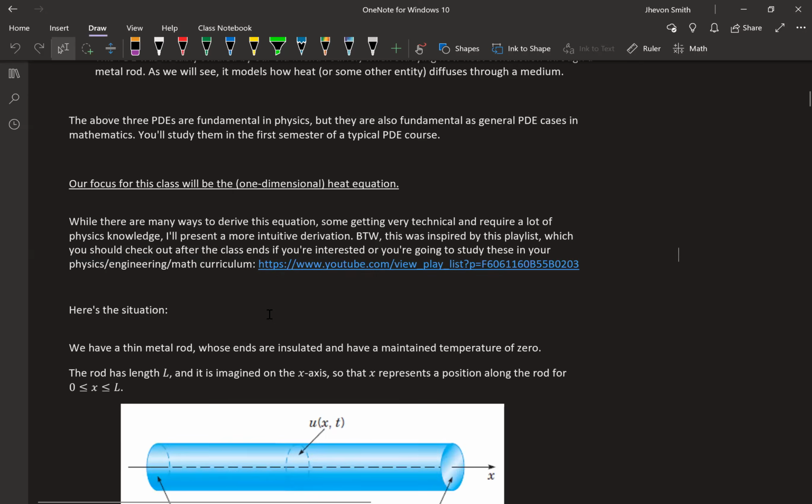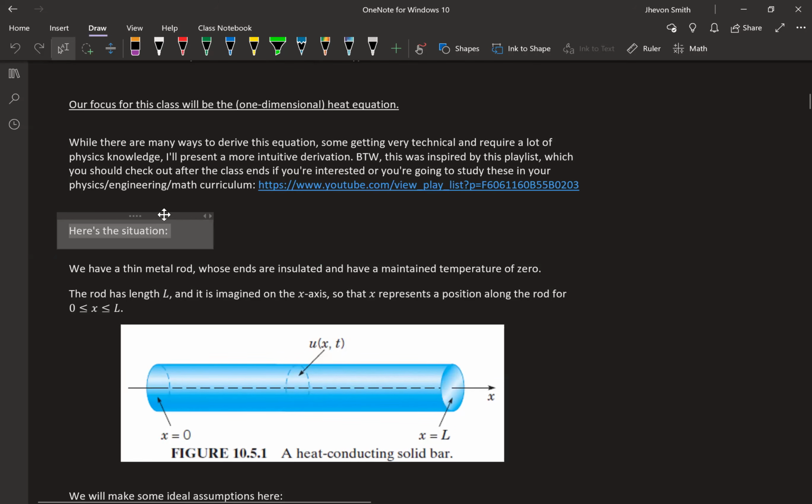Okay, so here's the situation we care about. You have a metal rod. We're going to assume that it's insulated on both ends, so it's not losing any heat out of either end, and the temperature at the ends is maintained at 0. The rod has length L, and the function that we care about is u of x, t. x measures the location along the rod. If you imagine it placed on the x-axis, x tells you the position along the rod where you are. t represents time.